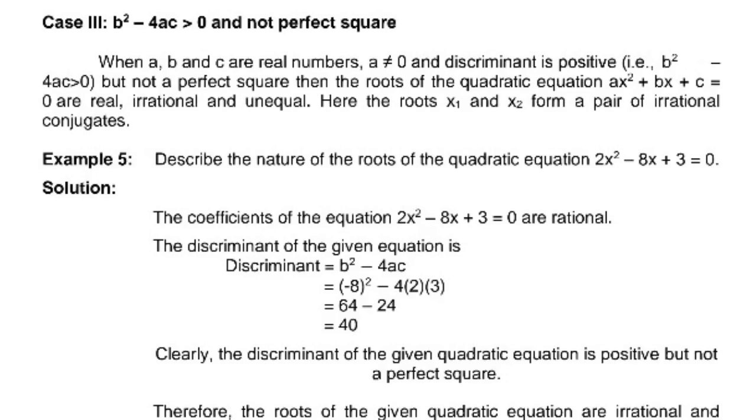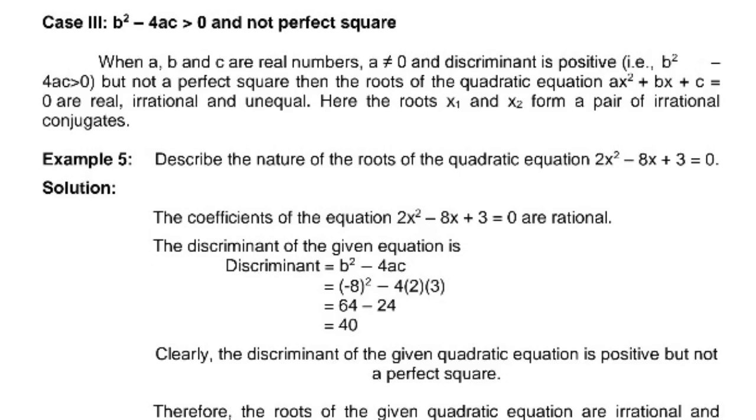Then let's have case number 3, b squared minus 4ac is greater than 0 and not a perfect square. When a, b, and c are real numbers, a is not equal to 0 and the discriminant is positive, b squared minus 4ac is greater than 0 but not a perfect square, then the roots of the quadratic equation ax squared plus bx plus c equals 0 are real, irrational, and unequal. Here the roots x sub 1 and x sub 2 form a pair of irrational conjugates.